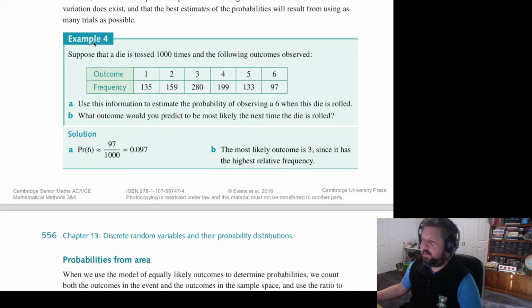Good news is someone has done the experiment for us, and they've tossed the die 1,000 times, and they've recorded the frequency for each of those outcomes. Perfect. We didn't even have to do it. They've done it for us.